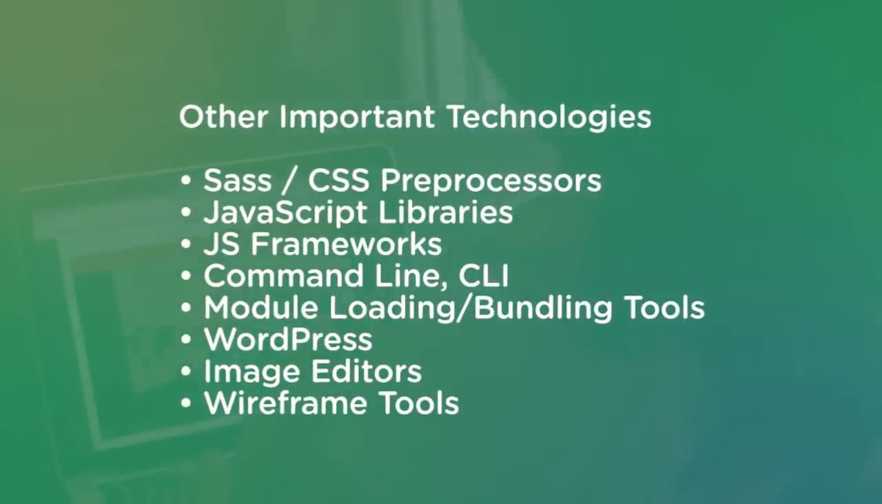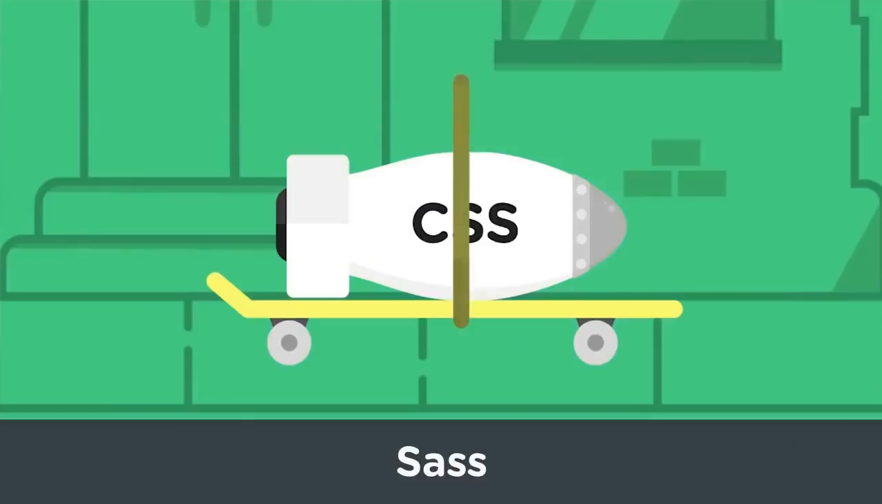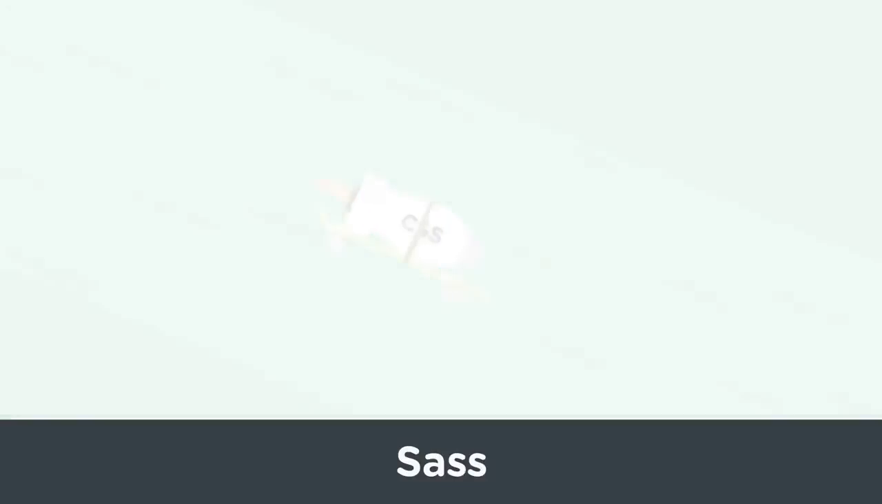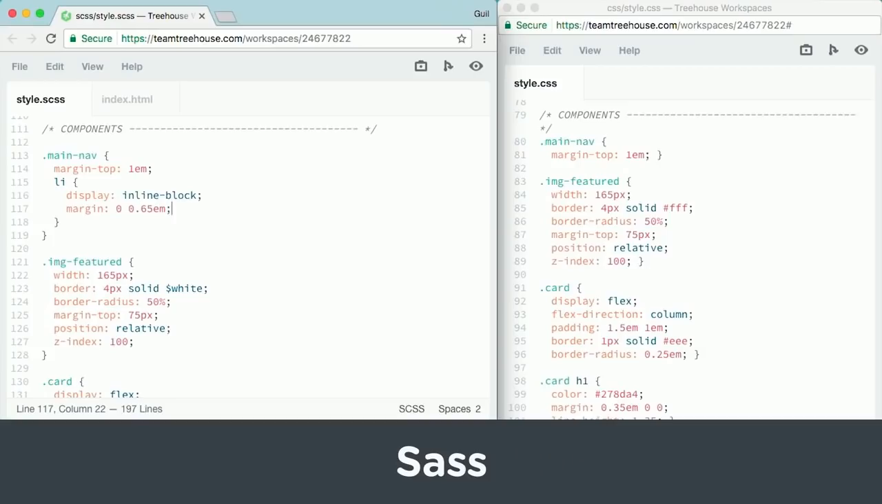Let's talk about a few more technologies that are common for front-end developers to learn. Once you have a good understanding of CSS, you'll be ready to learn Sass. Sass is what's known as a CSS preprocessor. Basically, it adds useful features to CSS that make writing, organizing, and maintaining the CSS a lot easier.